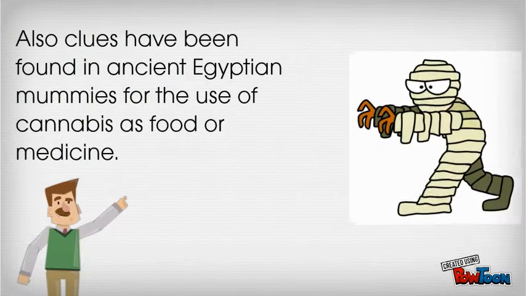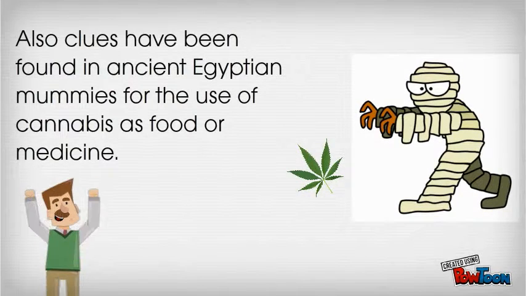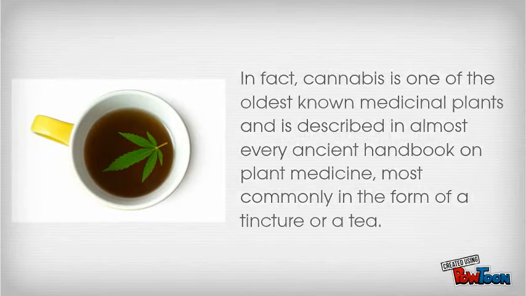Also, clues have been found in ancient Egyptian mummies for the use of cannabis as food or medicine. In fact, cannabis is one of the oldest known medicinal plants and is described in almost every ancient handbook on plant medicine, most commonly in the form of a tincture or a tea.